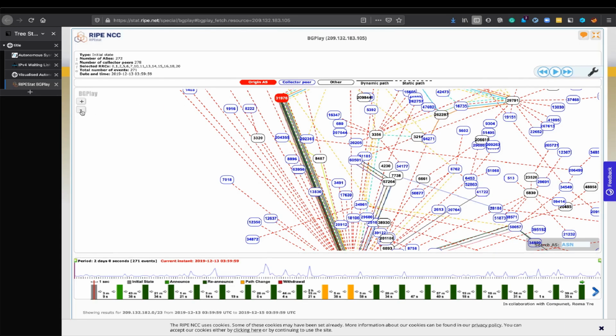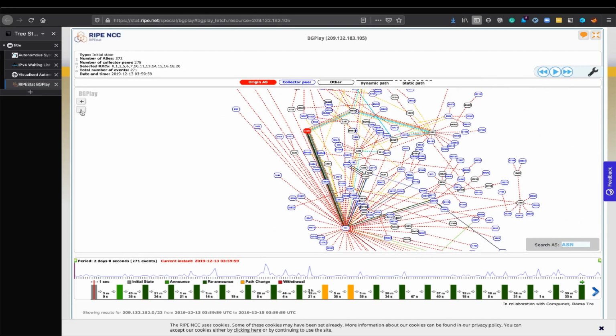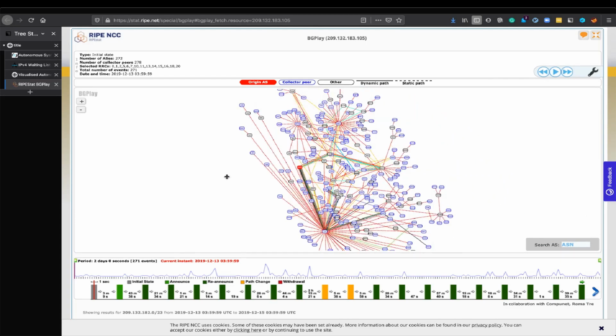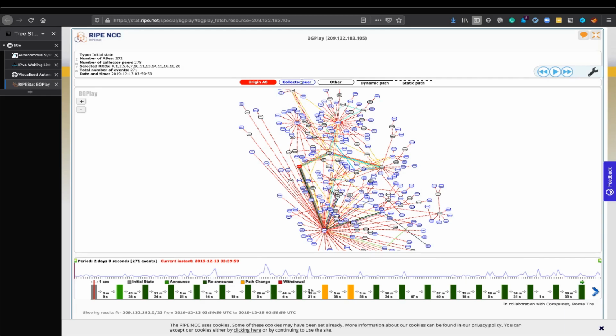Let me zoom out a bit, and we can see that there are other things that are of interest to us as well. We have these blue circles or ovals, which are collector peers. Basically, these help in forwarding traffic to the autonomous system that we are interested in. Then we have others, and we have a dynamic path that is established, and a static path.